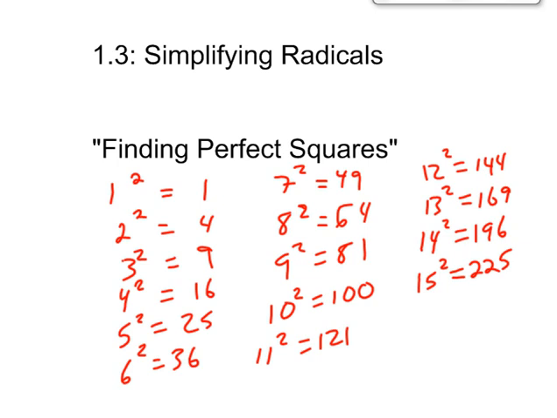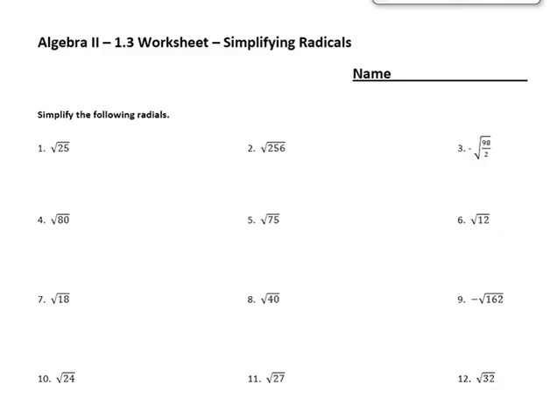There are obviously more perfect squares. I could keep going, 16, 17, 18, 19, 20. 20 squared is 400. That'd be a good one to know. But continuing on in this, it's going to be important that you're able to find those perfect squares. This will be the fastest way. If you know the perfect squares, it'll be the fastest way to enable you to simplify radicals. So we'll take a look at this.